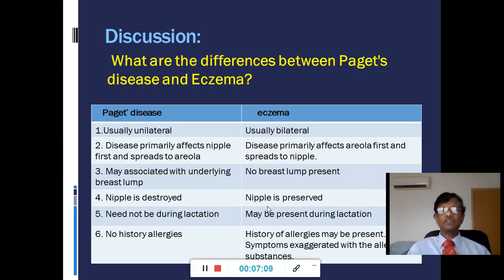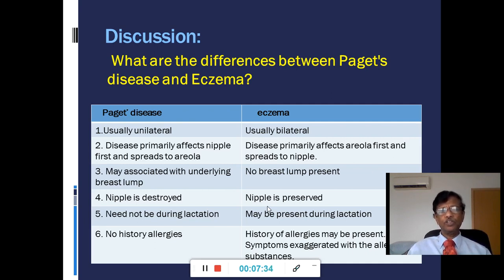What are the differences between Paget's disease and eczema? Nipple is first involved in Paget's disease. Areola is first involved in eczema. Correct. But that is not the only thing. There are certain other things also that can be considered before we decide whether it is Paget's disease or eczema.